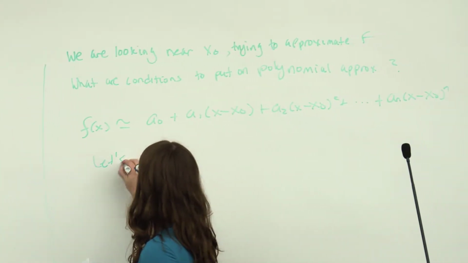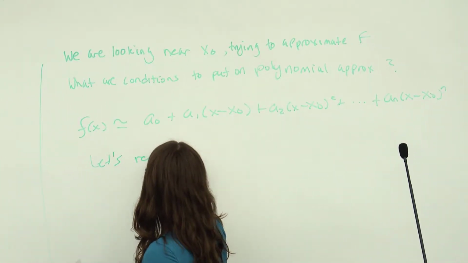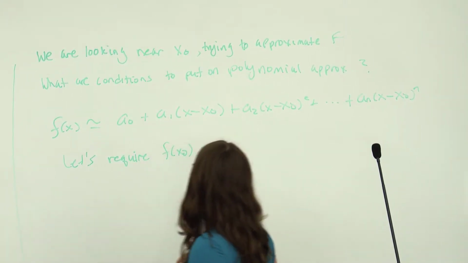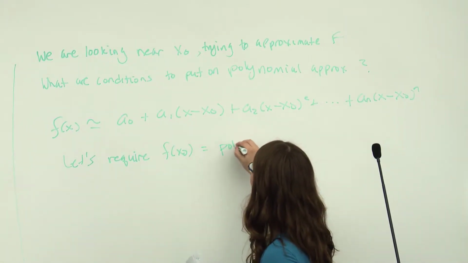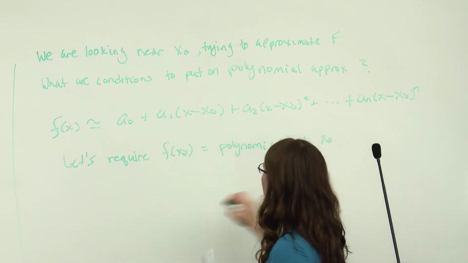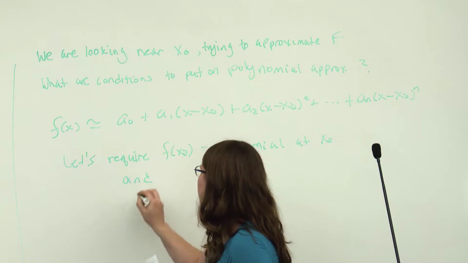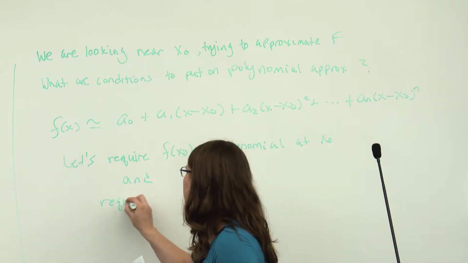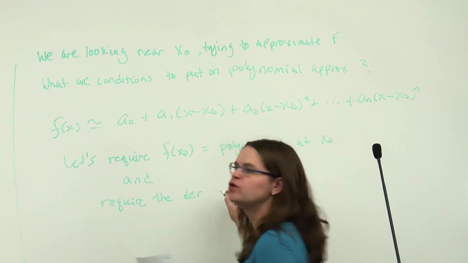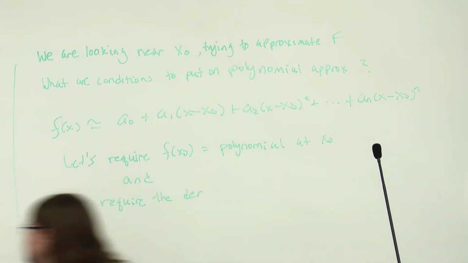So let's require f of x0 to equal the polynomial at x0. And let's try to require the derivatives also agree. The first few derivatives, however many we can get.